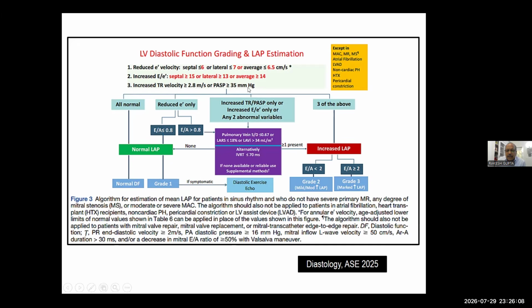So we have two abnormal parameters. We have to look at LA volume index or we look at LA strain. If one is present, we go to increased LA pressures. Suppose my LA volume is more than 34 cc. So I'm going to increase LA pressures. Now look at the ratio. My E/E prime ratio is 1.71. So it's become less than 2. So it's grade 1 with elevated LA pressures. Grade 2 with elevated LA pressures.